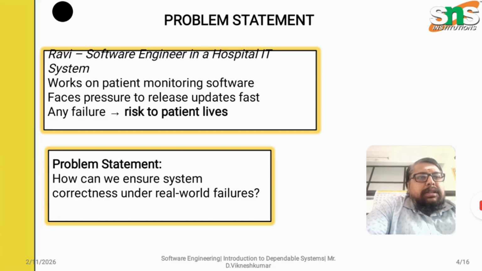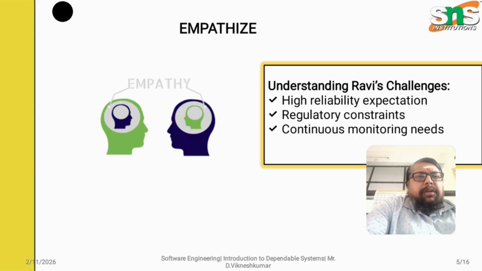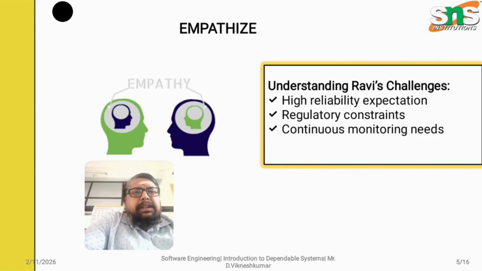That is, we have a system, and we are going to check its correctness under real-world failure. For this we begin with empathize. In this step, we are going to understand Ravi's challenges. Empathize consists of high reliability expectations, regulatory constraints, and continuous monitoring needs.